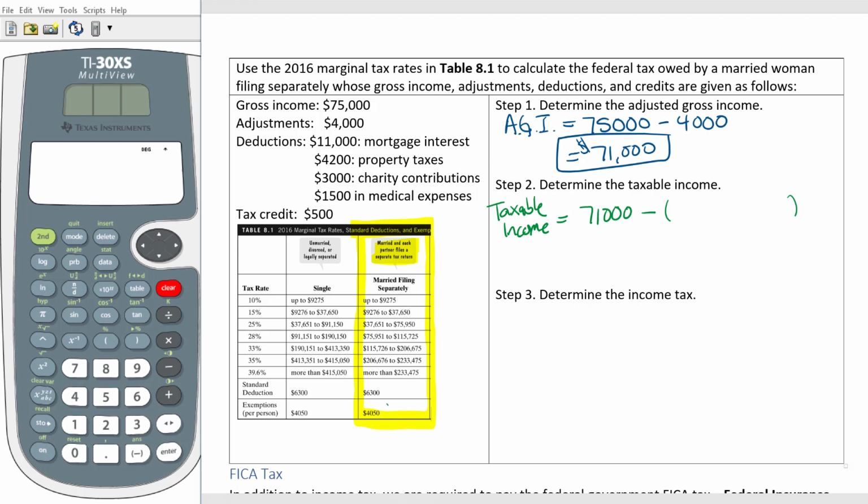So for the exemptions, she's got an exemption of $4,050. For the deductions, we have two choices. We have the standard deduction of $6,300, or we could add up her itemized deductions. So her itemized deductions, up here we have $11,000 plus $4,200 plus $3,000, but the medical expenses.